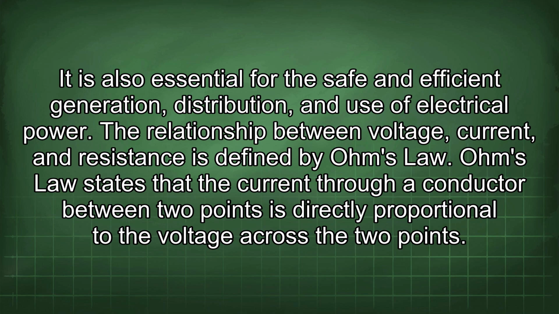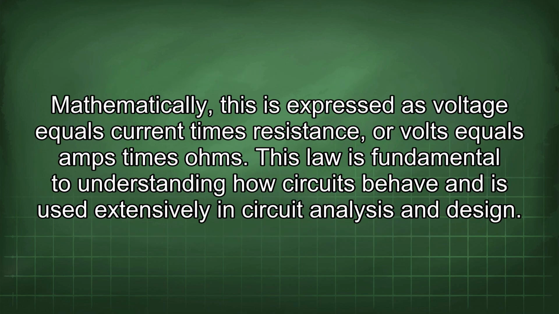The relationship between voltage, current, and resistance is defined by Ohm's law. Ohm's law states that the current through a conductor between 2 points is directly proportional to the voltage across the 2 points. Mathematically, this is expressed as voltage equals current times resistance, or volts equals amps times ohms. This law is fundamental to understanding how circuits behave and is used extensively in circuit analysis and design.